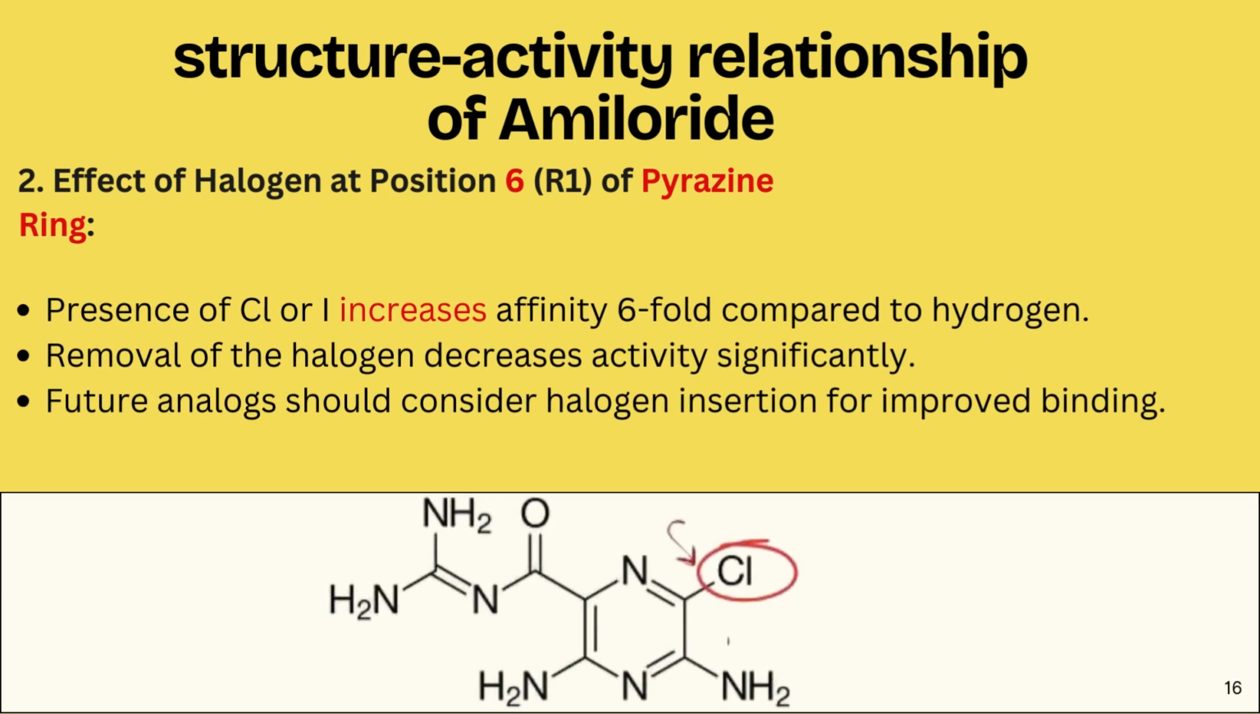2. Effect of halogen at position 6, R1, of the pyrazine ring. Presence of chlorine or iodine increases affinity 6-fold compared to hydrogen. Removal of the halogen decreases activity significantly. Future analogues should consider halogen insertion for improved binding.